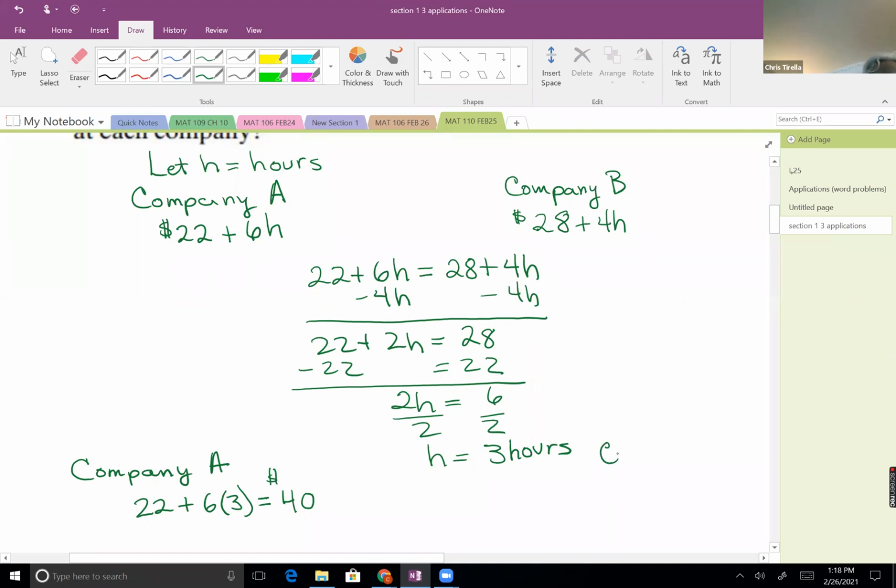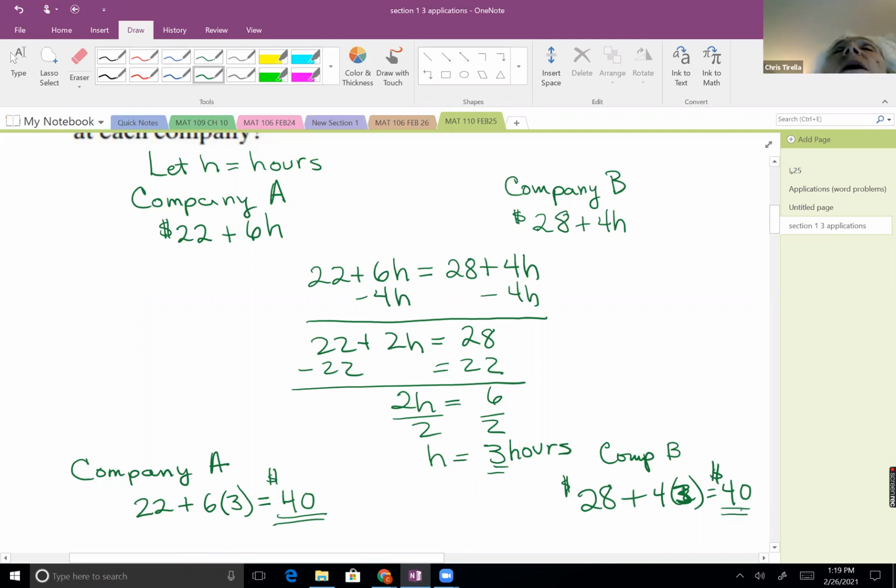Company B would be charging $28 plus $4 for each of 3 hours, I apologize. 28 plus 12, which is also $40. So the second part of the question, it would be $40 at each. And they're the same, so it checks.